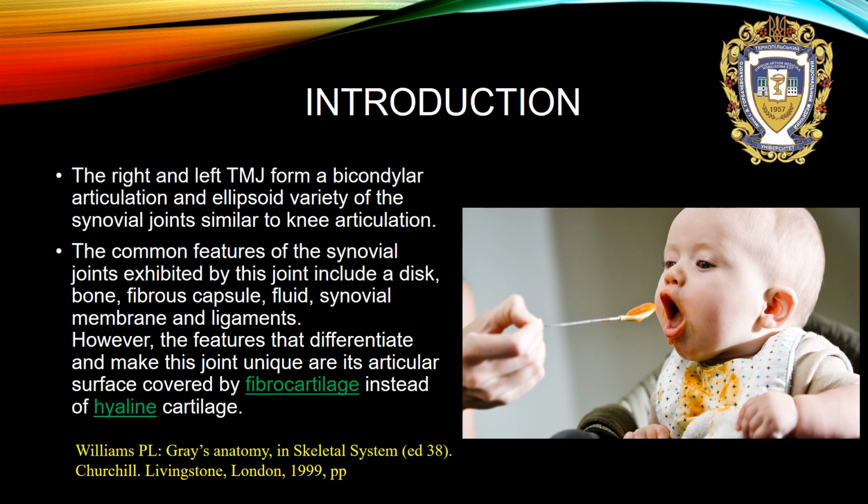The right and left temporomandibular joints form a bicondylar articulation, and the ellipsoid variety of the synovial joint, similar to the knee articulation. The common features of synovial joints exhibited by this joint include a disc, bone, fibrous capsule, fluid, synovial membrane, and ligaments. However, the feature that differentiates and makes the joint unique is its articular surface covered by fibrocartilage instead of hyaline cartilage.